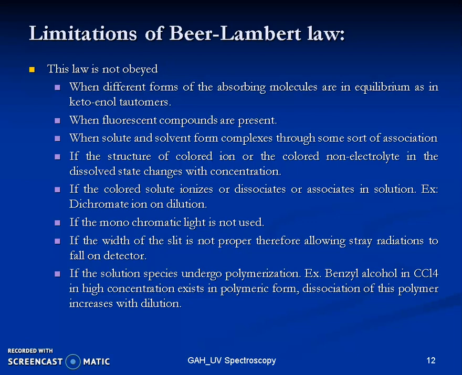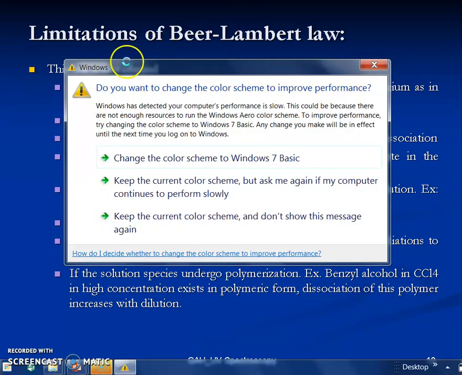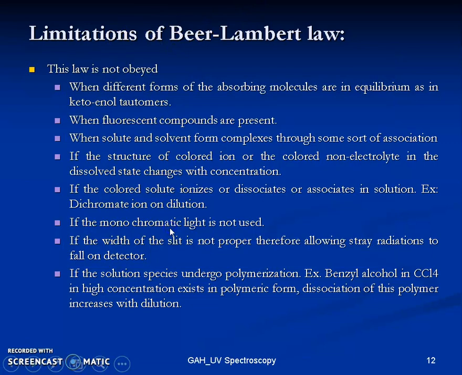are in equilibrium, as in keto-enol tautomers. Basically, what this means is, when I have an absorbing species, if that absorbing species or chemical entity is undergoing some chemical changes, or if it is a keto form in equilibration with the enol form, or the enol form with a keto form, then what happens is the structure keeps on changing, and the electronic parameters will also keep on changing with the structure.